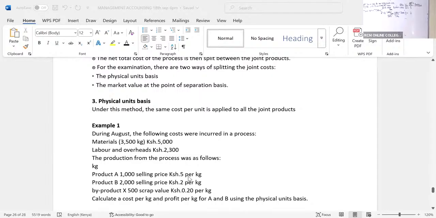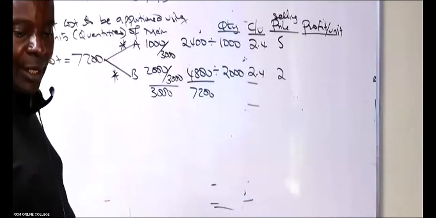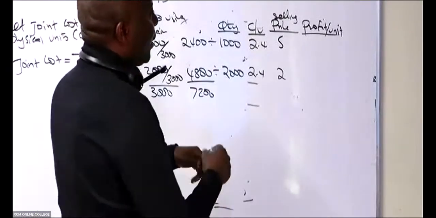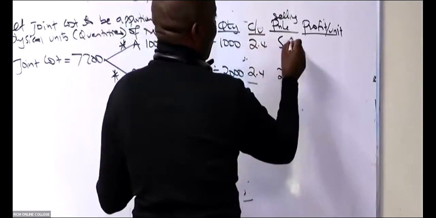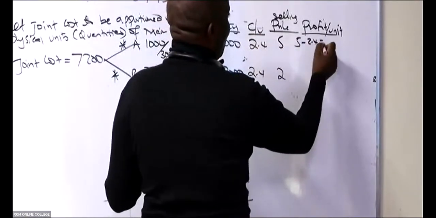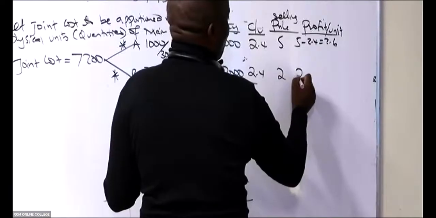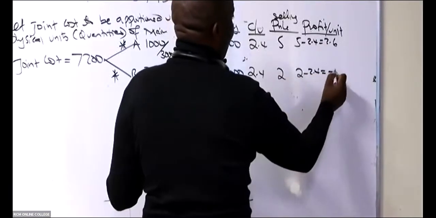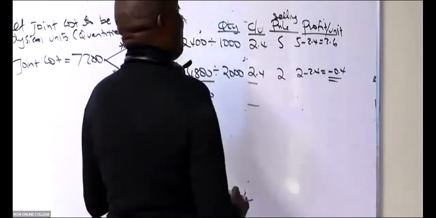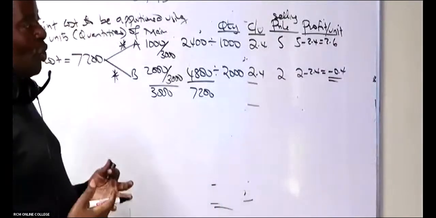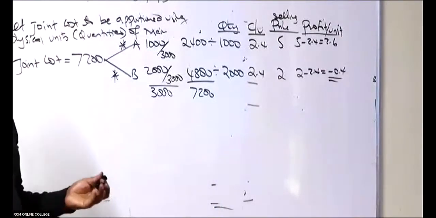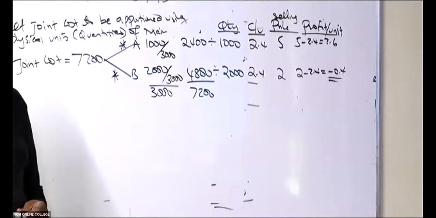So profit per unit, we shall take the selling price minus the variable cost per unit. So 5 minus 2.4 is 2.6. This one will be 2 minus 2.4, which gives me a loss of 0.4, because basically it was made to absorb a higher cost than it could absorb.